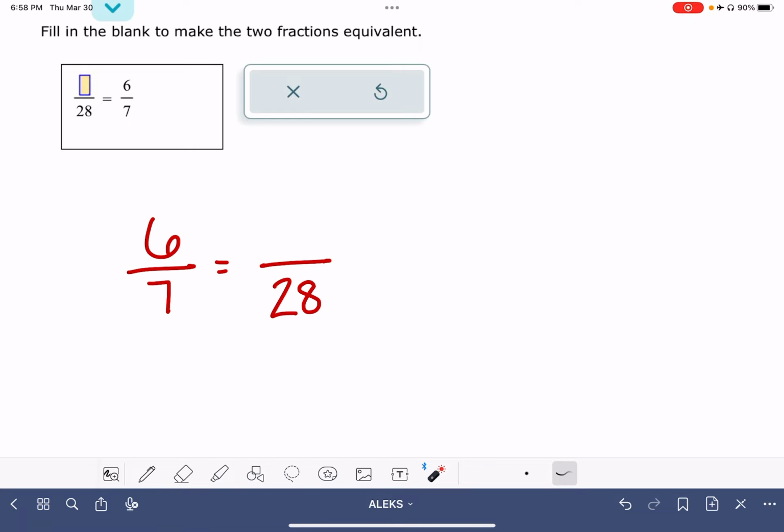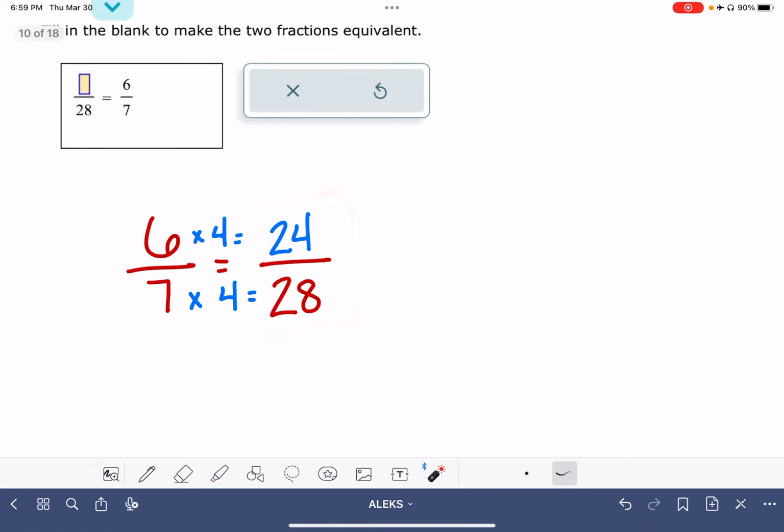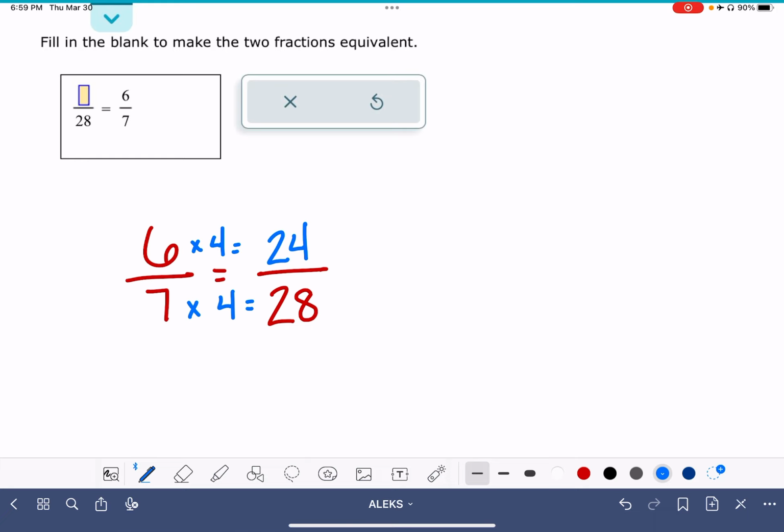So now I want to think about 7 times what number is going to be equal to 28. 7 times what equals 28? Well, I know that 7 times 4 is equal to 28. That is the relationship between these two numbers. Now, whatever the relationship is between these two numbers, there is the same relationship between the two numbers up on the top. So that means that 6 times 4, mathematically, that works out to be 24. This is the equivalent fraction to 6 over 7.